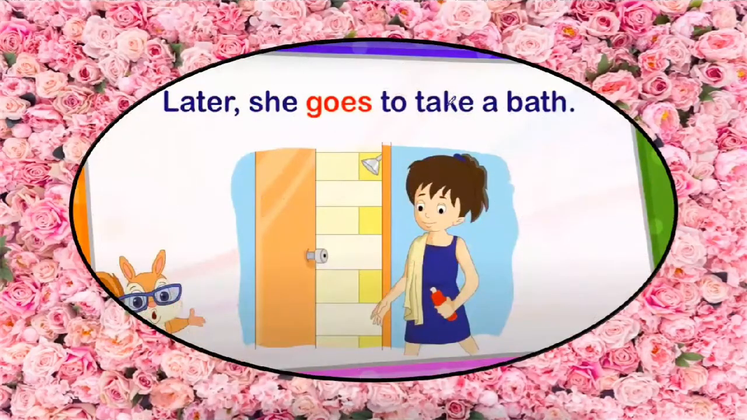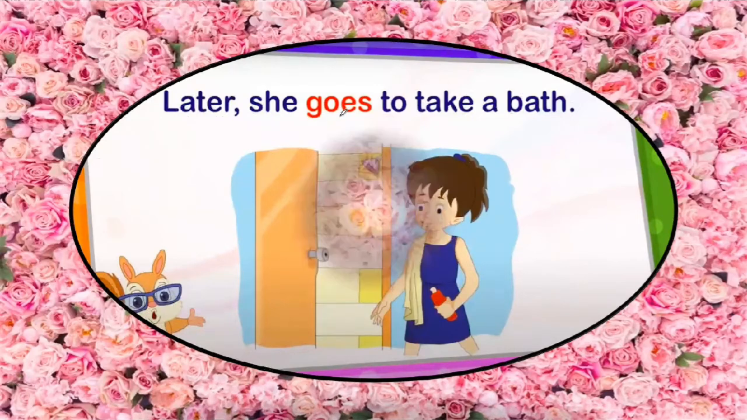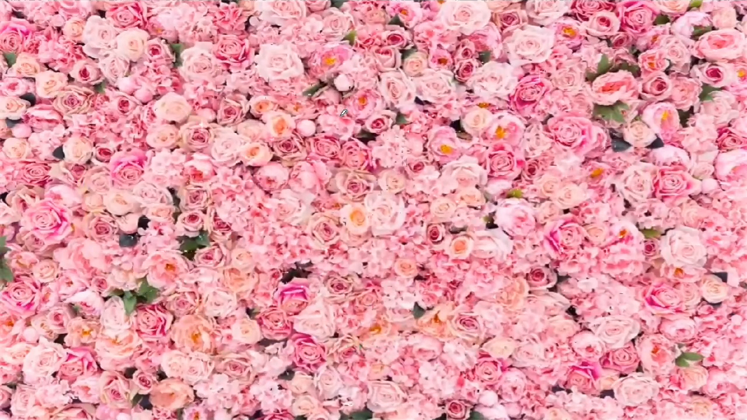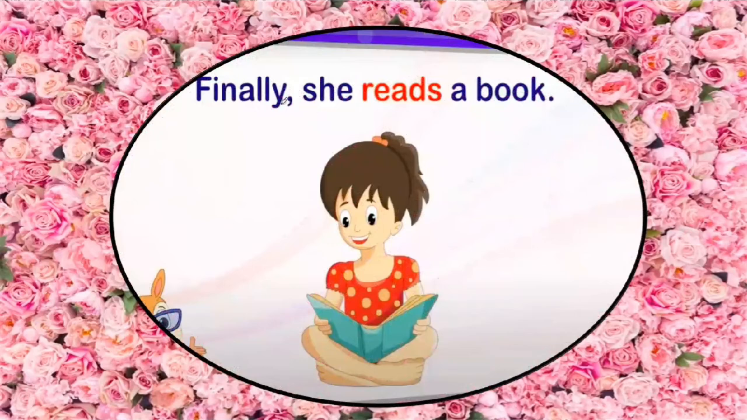Later she goes to take a bath. Where does she go? She goes to take a bath. What does she do? She goes. Here the action word is goes. Okay. And all the action words are verbs. Very good. Now, moving to the next, finally, she reads a book.